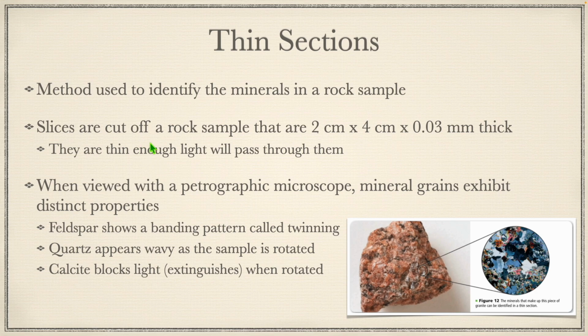So you cut off a slice of the rock that's about 2 centimeters by 4 centimeters by 0.03 millimeters thick. And that's thin enough then that light can pass through it. Okay. So you've got a little thin section, a little thin slice off the rock, and then you put that on a special microscope called a petrographic microscope, which allows you to turn the sample and rotate it in different directions. And depending on how the light goes through it, different mineral grains will exhibit very distinct properties.